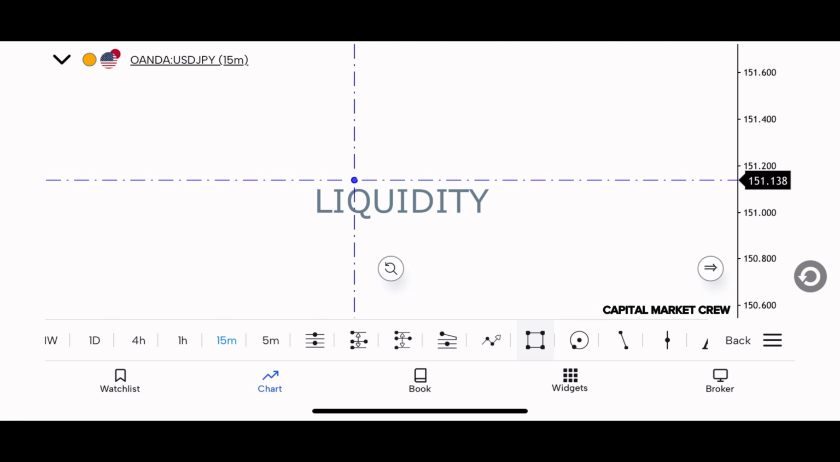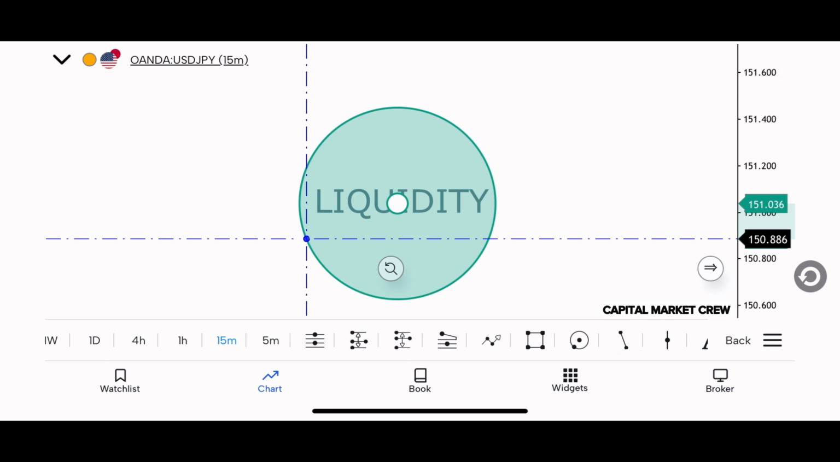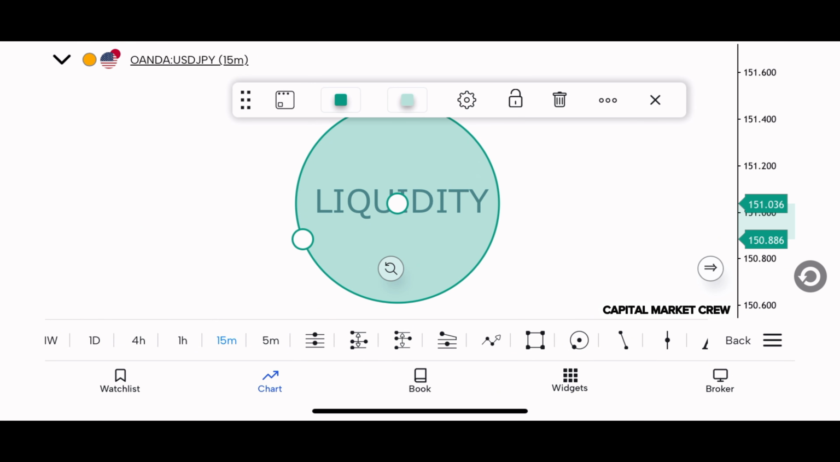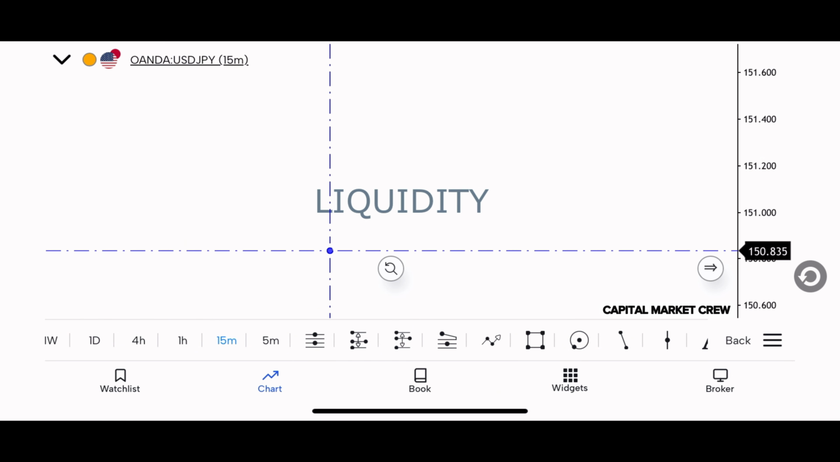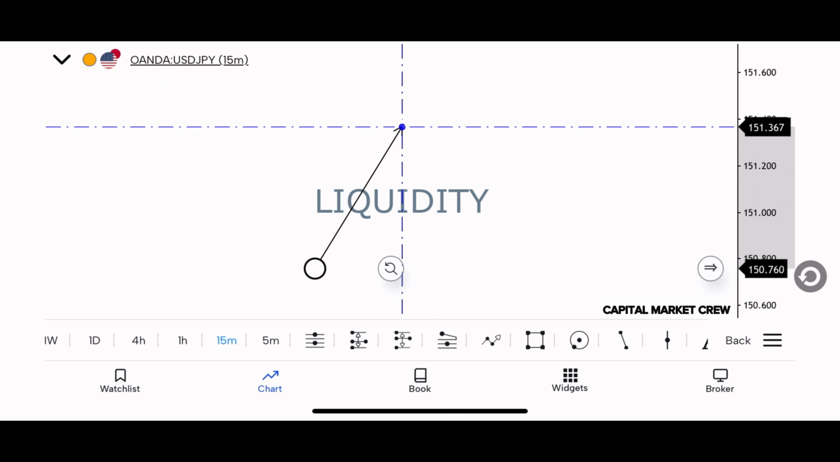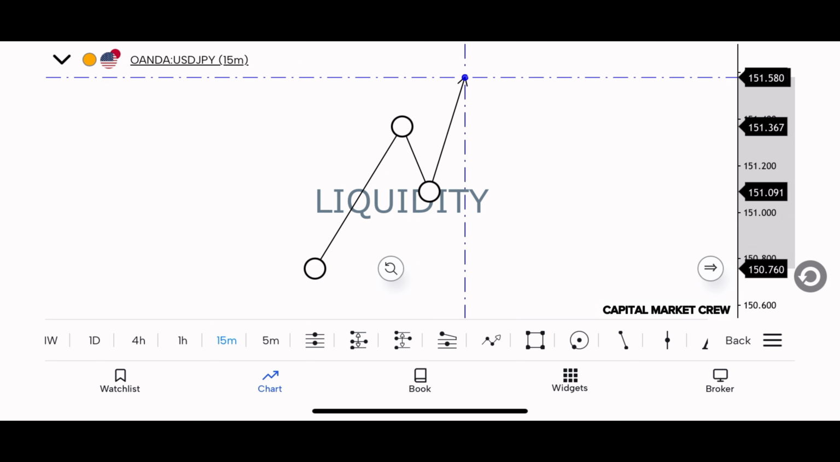So in this video, I'm going to show you three forms of liquidity and break down what liquidity is and how to trade liquidity with supply and demand. As you guys know, I only trade supply and demand. And at the end of this video, you won't know how to trade liquidity at a very high level. So let's get straight to the video.